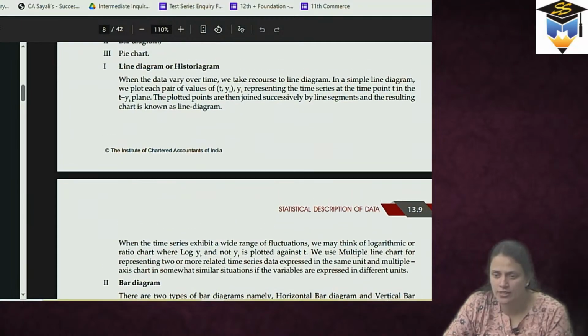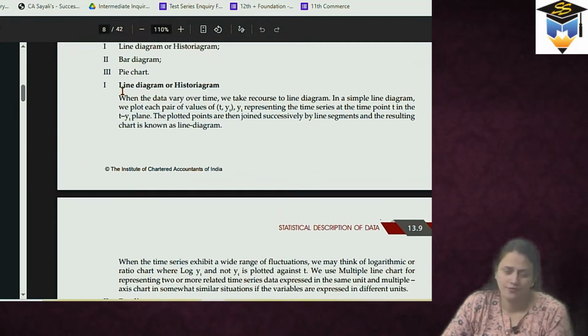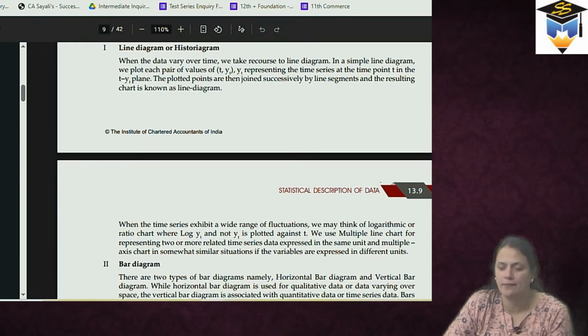Okay, so before we see that, let us read about the line graph. This is important. When the data varies over time, we take recourse to a line diagram. In a simple line diagram, we plot each pair of values of t, y representing the time series at the time point t in the ty plane. The plotted points are then joined successively by line segments, and the resulting chart is known as a line diagram.